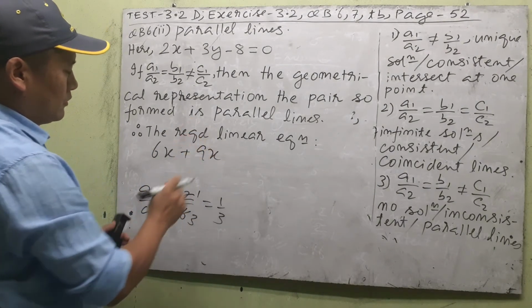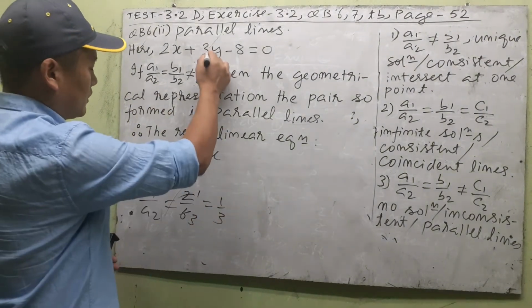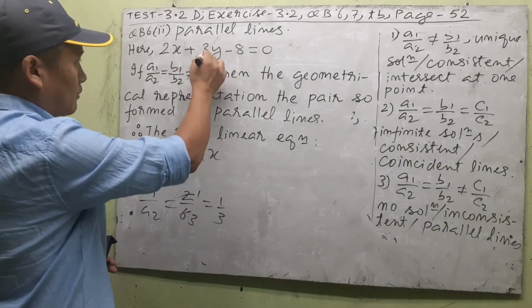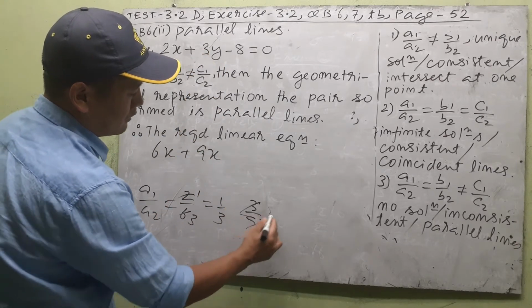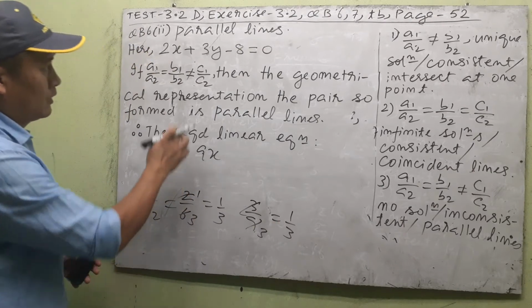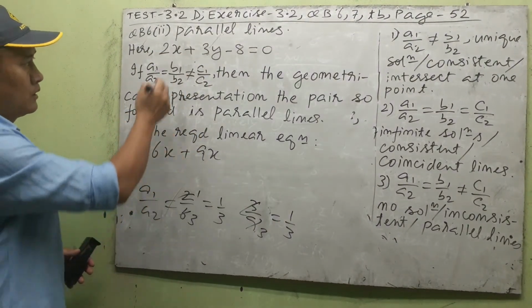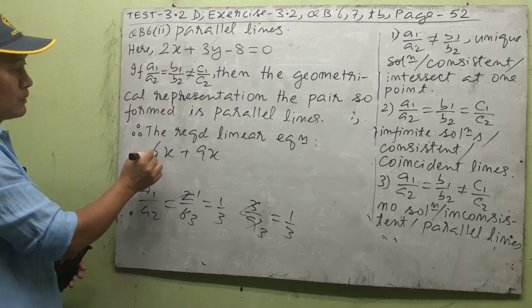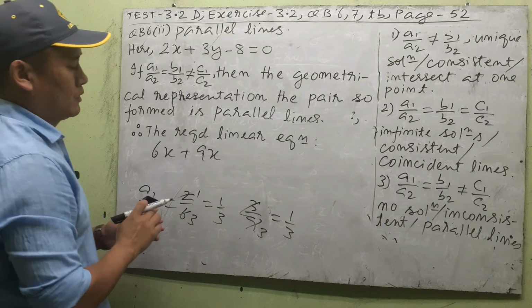So the next one, this is given, 9x, because b1 by b2 here, 3 and 9 are b1 and b2, so 3 by 9, which is 1 by 3. Only if you put 9 here, these two will match up. So 2 by 6 is 1 by 3, 3 by 9 is 1 by 3, so A1 by A2 equal to B1 by B2.